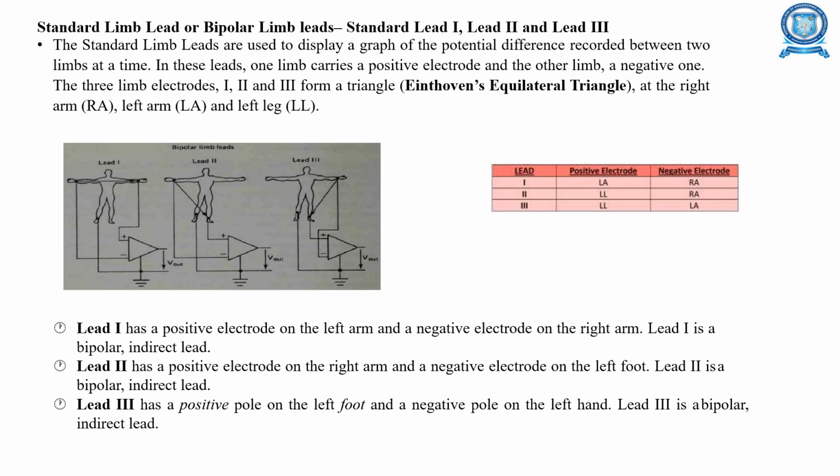Lead 1: positive electrode LA and negative electrode RA. Lead 2: LL and RA, and lead 3: LL and LA. So lead 1, lead 2, lead 3. Lead 1 has the positive electrode on the left arm and the negative electrode on the right arm. Lead 2 has the right arm negative and the left foot positive. Lead 3 has the positive pole on the left foot and the negative pole on the left hand.